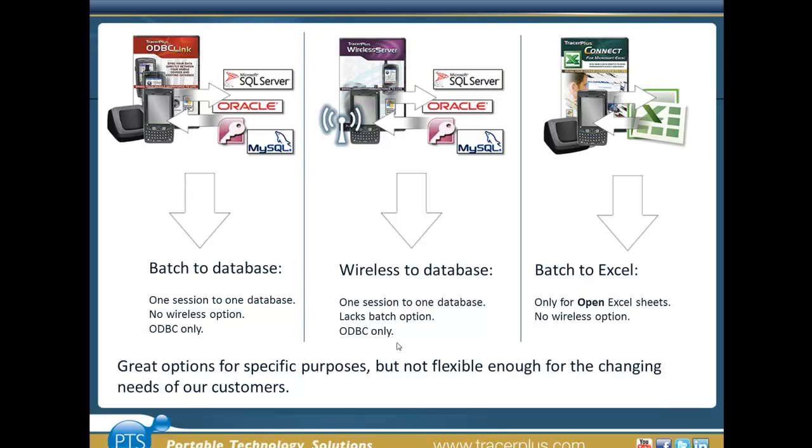If you wanted wireless syncing, you would go with TracerPlus Wireless Server, and that would allow you to transfer data to and from a backend database wirelessly, as well as the TracerPlus Connect for Microsoft Excel plugin. That was a batch syncing tool with Microsoft Excel. All that functionality is now included within this one application, TracerPlus Connect, so that you can sync to those different applications either in a wireless batch mode, or just a batch mode through the cradle.